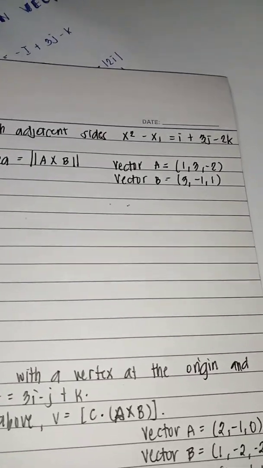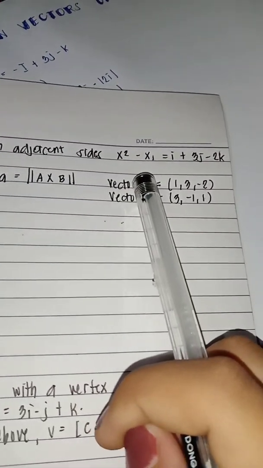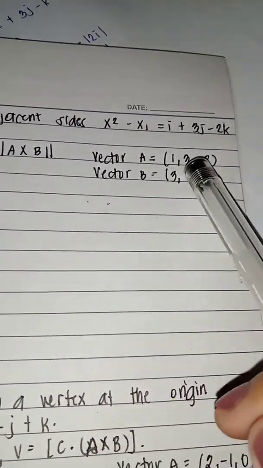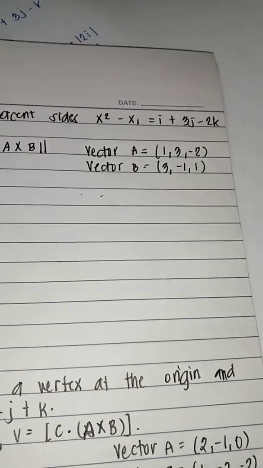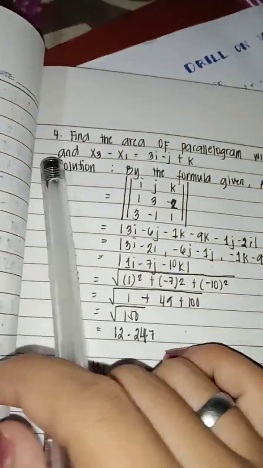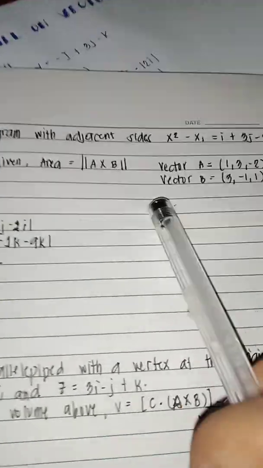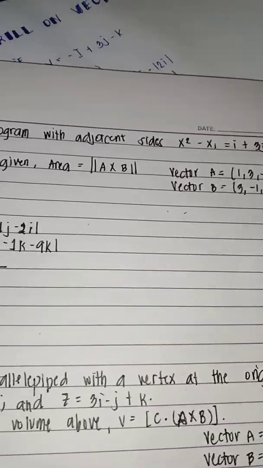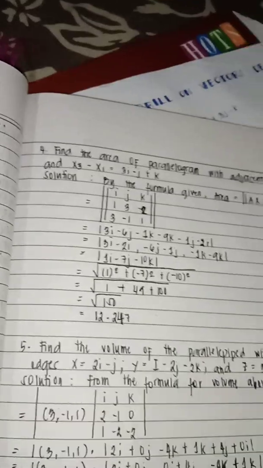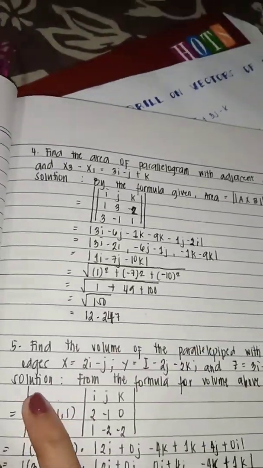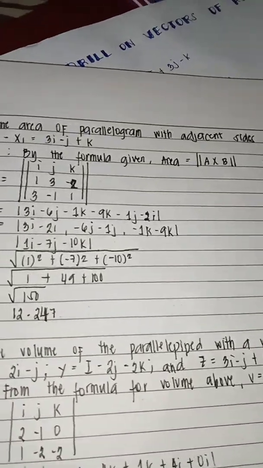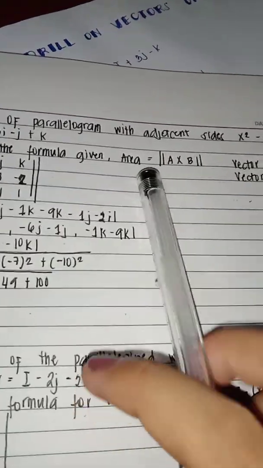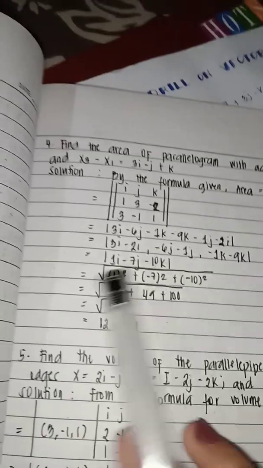The value that we get in x sub 2 minus x sub 1, we will call vector A: 1, 3, and negative 2. And the value that we get in x sub 3 minus x sub 1, we will call vector B, which is 3, negative 1, and 1. To get the area of the parallelogram, using the formula given, area equals the magnitude of A cross B.